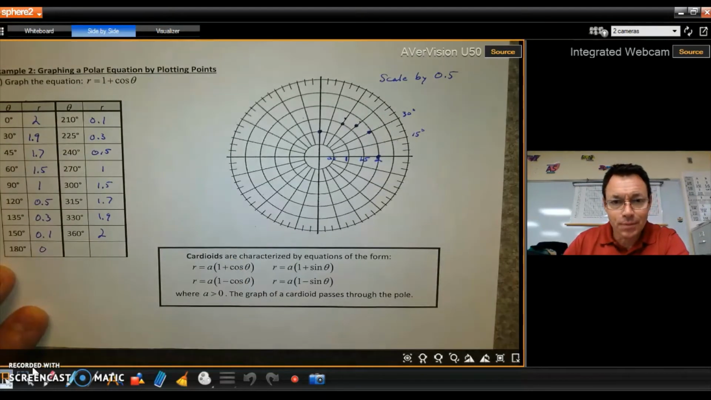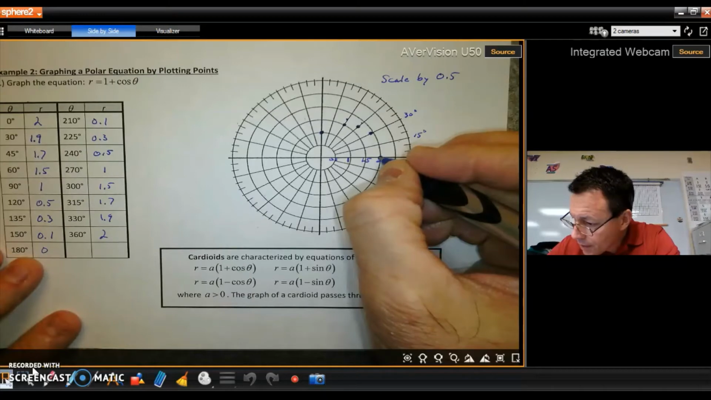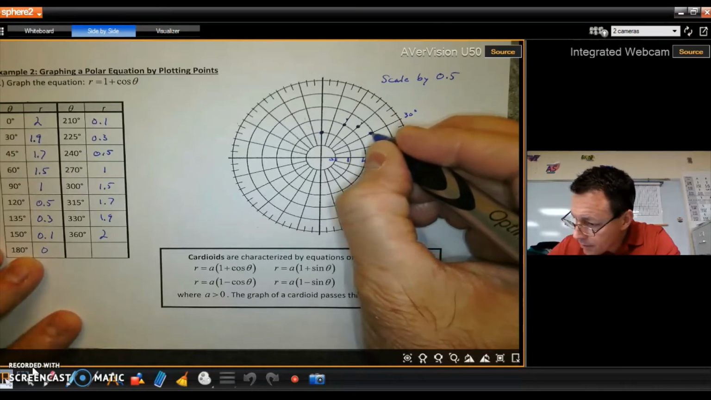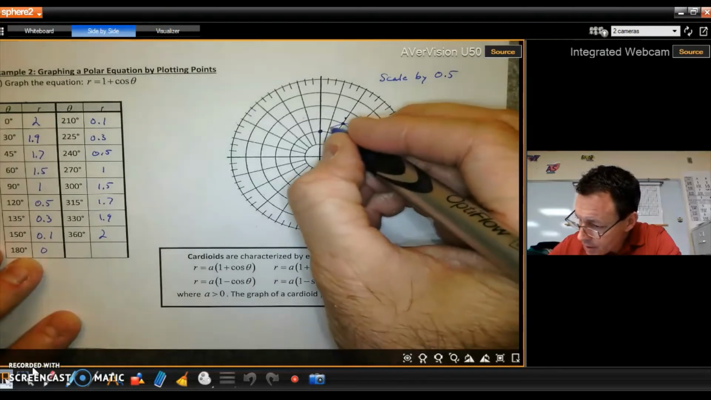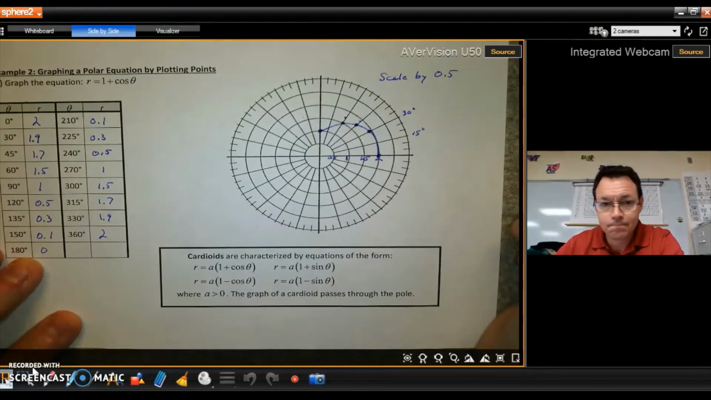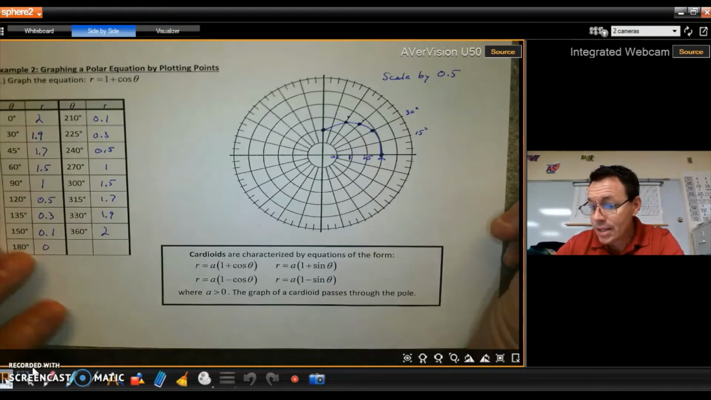Let's stop and let's graph what we've got so far. So this graph starts here. It goes up, hits that point, and comes to here. All right, that looks a little different. Okay, and then let's keep going.